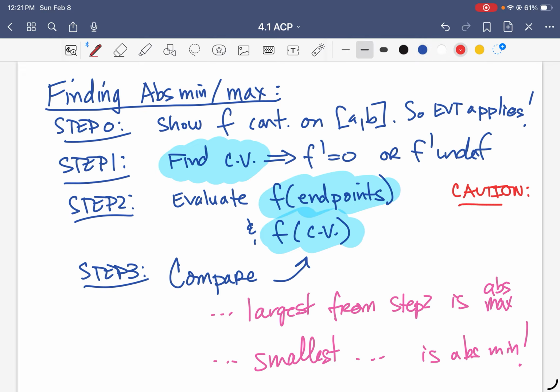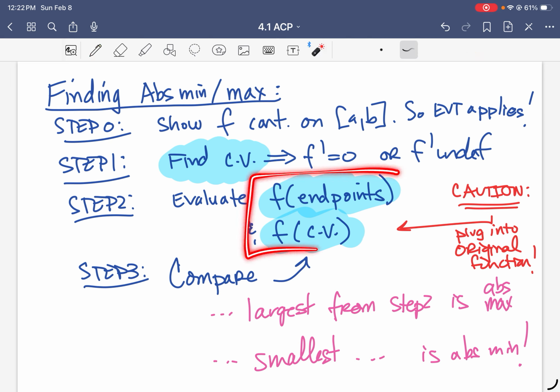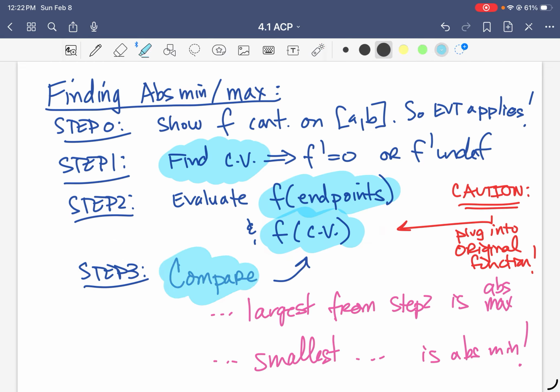Caution. So what's the common mistake that people make? Plug into the original function, not f prime. That is the most common mistake that people make in this process. You plug into f to find out what is the biggest output of f, not f prime. And then step 3 is just to compare what you get in this process, where the largest is the absolute max and the smallest is the absolute min.